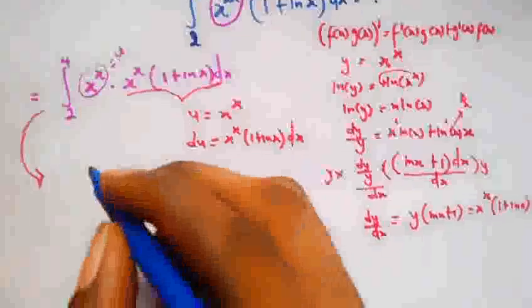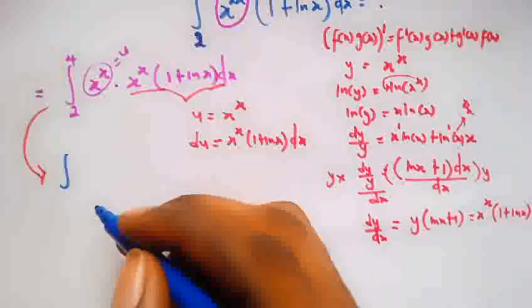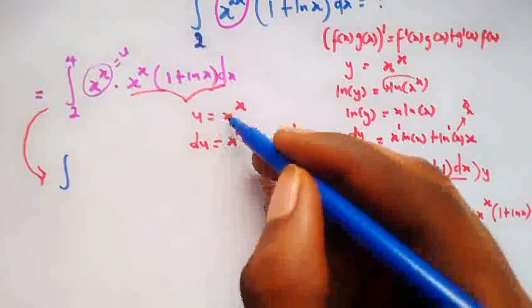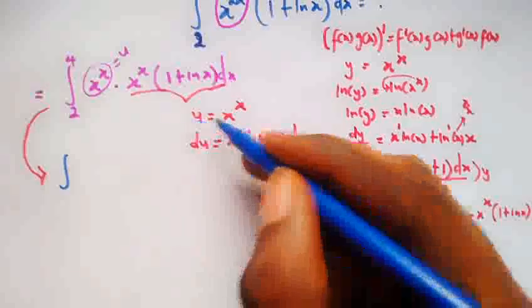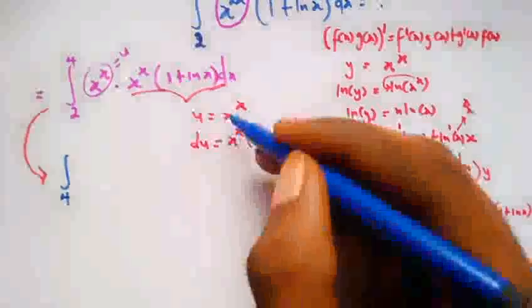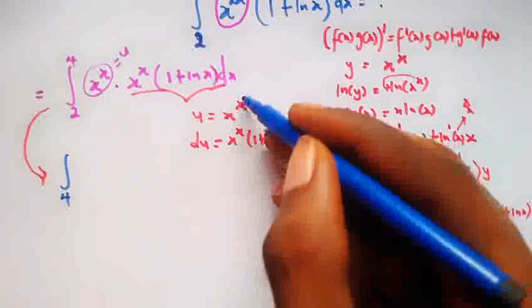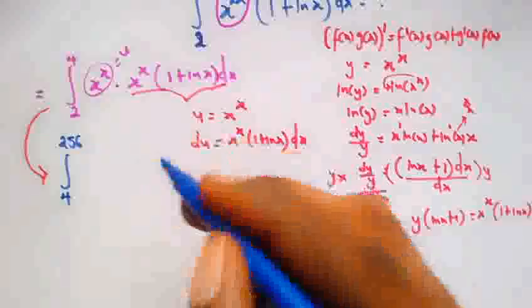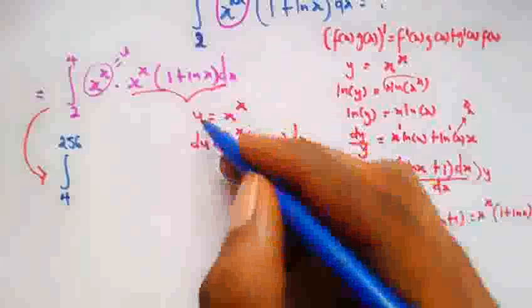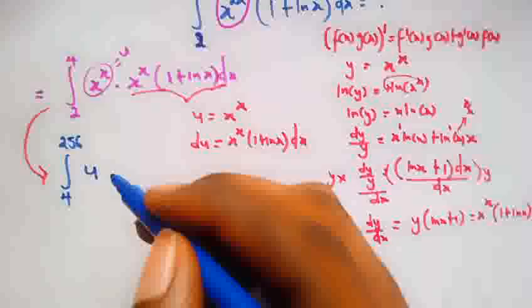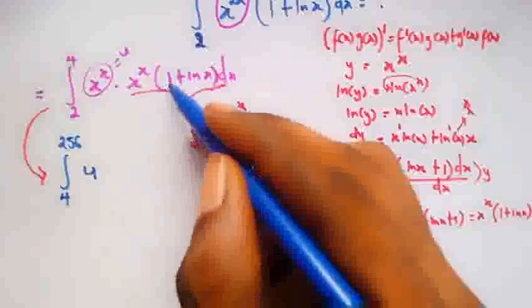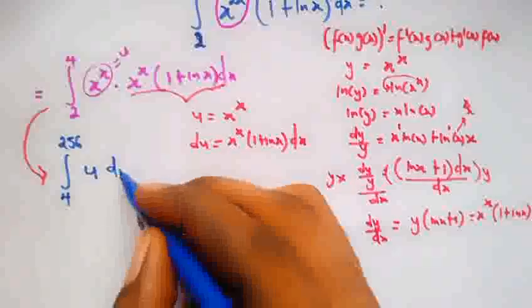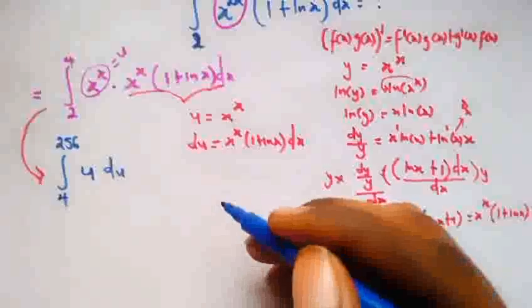the integral. Now remember that the limits are going to change. When x is equal to 2, that is, we have 2 raised to the power 2, so u is approaching 4. When x is equal to 4, that is u equal to 4 raised to the power 4, so u is approaching 256. Now x raised to x is our u, so we replace it with u. Then x raised to x, open bracket 1 plus natural logarithm of x, close bracket, dx is our du, so we replace that with du. Wow, this is very beautiful from here.